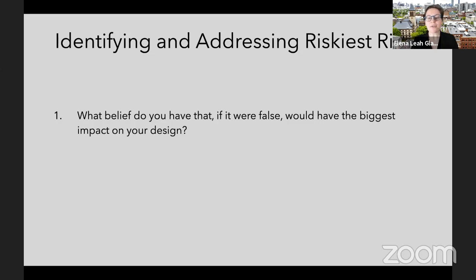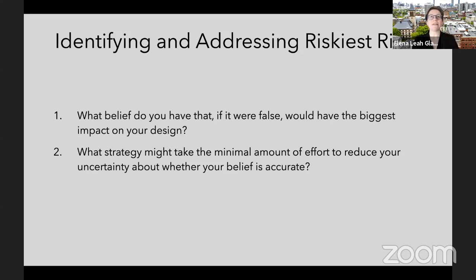There's always the possibility that our beliefs are wrong. And if we continue to not test those beliefs, especially those that would have a ginormous impact on the design, then you're just going to have to confront that later. So might as well confront it as soon as you identify it and try to continuously identify these, right?